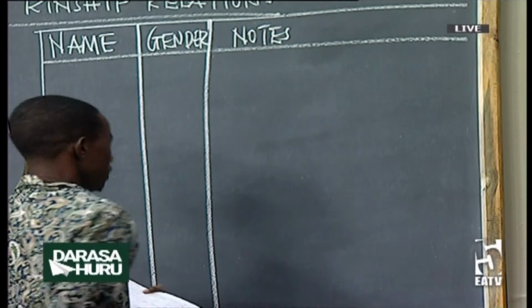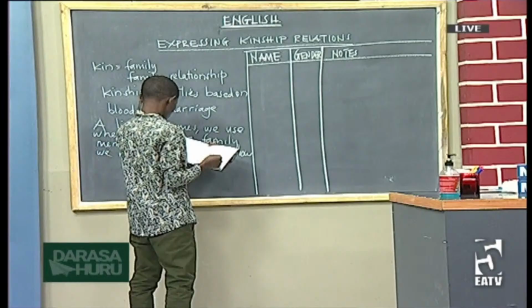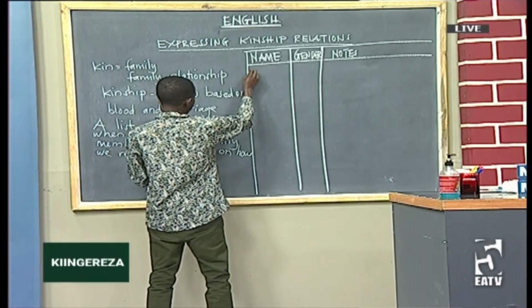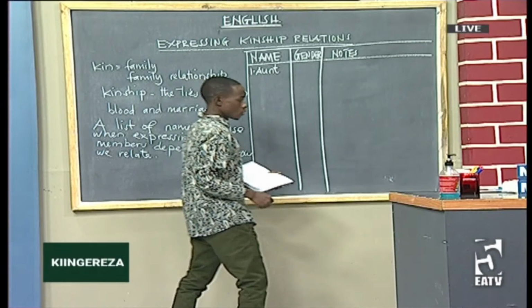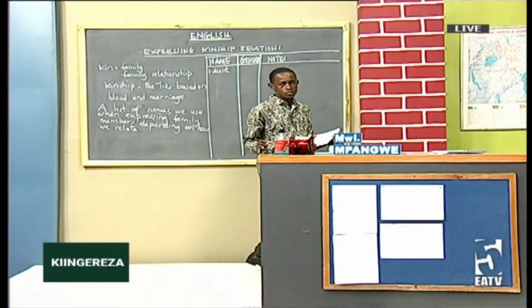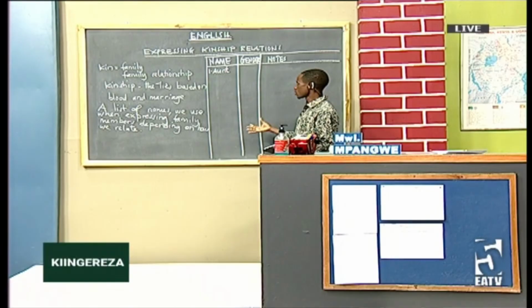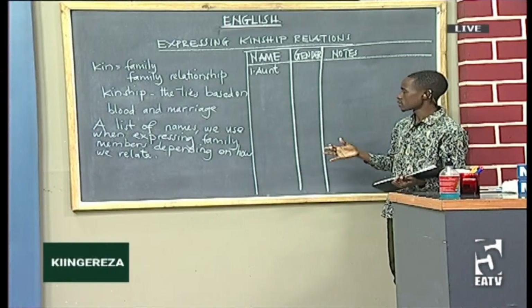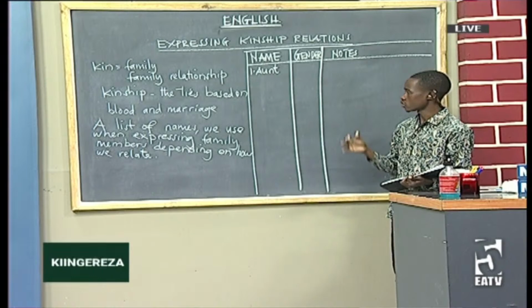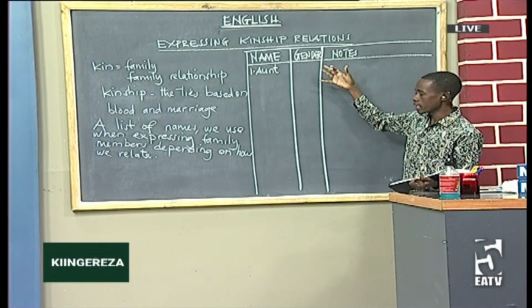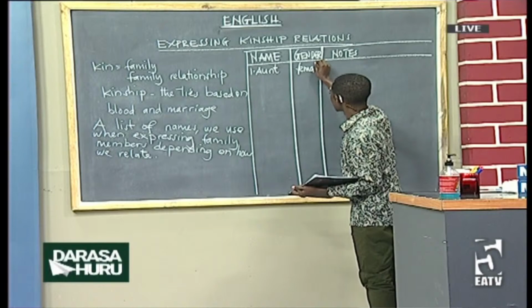Let's look at these names. The first one here, we have aunt. Who is aunt to you? First of all, we have to look at gender, because sometimes we confuse, for example, the word nephew and niece, which confuse many learners. Who is nephew? Is it male or female? So aunt is female. Yeah, it's a female and not male. So aunt is female. Good.